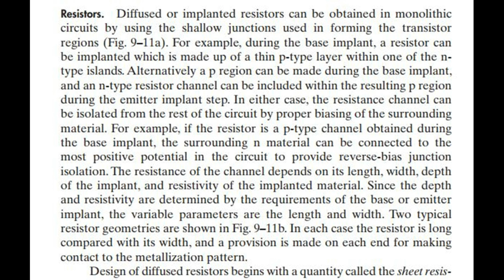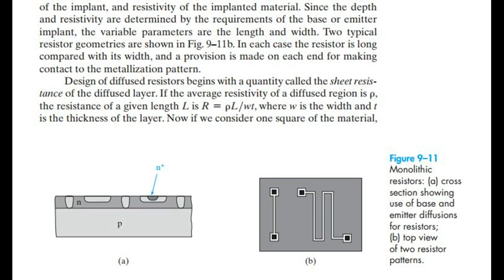The resistance of the channel depends on its length, width, depth of the implant, and resistivity of the implanted material. Since the depth and resistivity are determined by the requirements of the base or emitter implant, the variable parameters are the length and width. Two typical resistor geometries are shown in Fig 9.11b. In each case the resistor is long compared with its width, and a provision is made on each end for making contact to the metallization pattern.